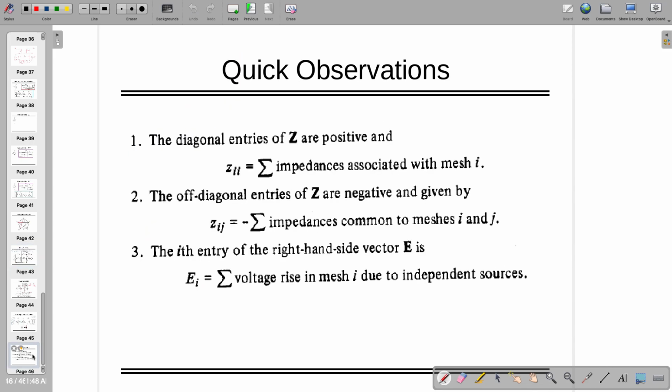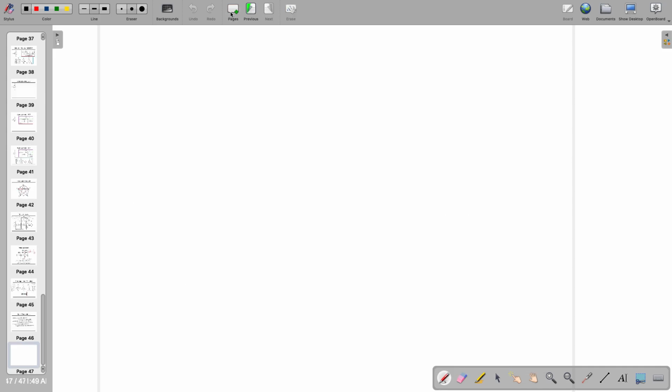So these are the observations you already know. That's the completion of the admittance matrix and impedance matrix. From Tuesday onwards we are going to study graph theory.